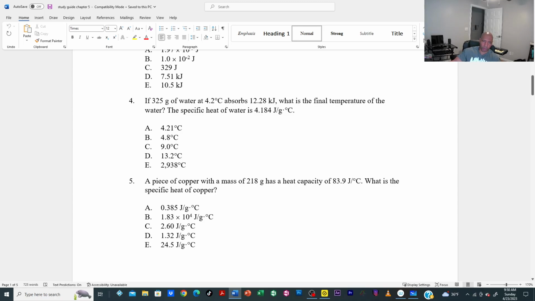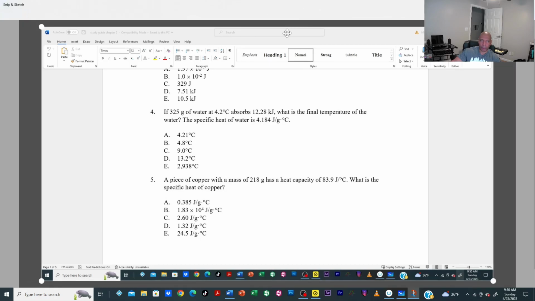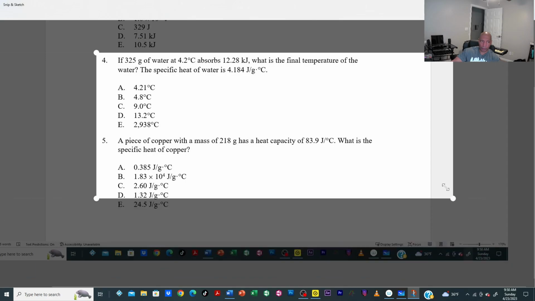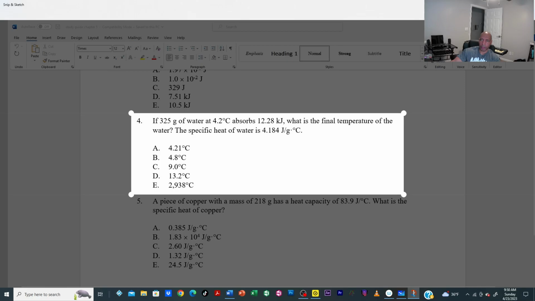So you're going to have to change one. You're either going to have to change the kilojoules to joules or the joules to kilojoules. It doesn't really matter which one, but I just decided to change the kilojoules into joules. Okay, so let's go ahead and snip that.